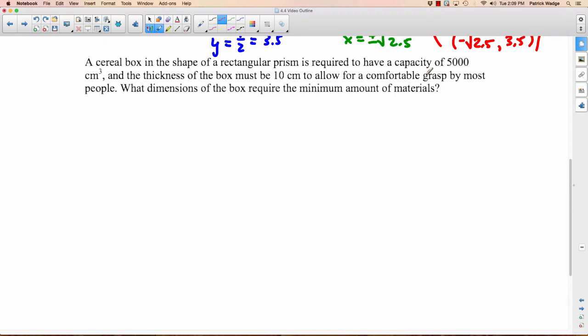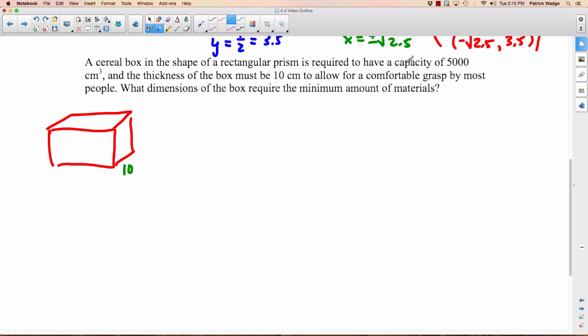Tough, so hard. A cereal box in the shape of a rectangular prism is required to have a capacity of 5,000 centimeters cubed, and the thickness of the box must be 10 centimeters to allow for a comfortable grasp by most people. What dimensions of the box require the minimum amount of materials? Everything's minimum today. So we're talking about a rectangular prism. Looks something like this. And it tells us flat out that it must be 10 centimeters thick. So that would be this dimension right here, right?